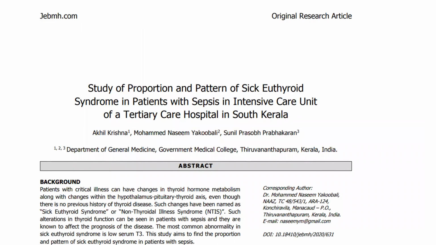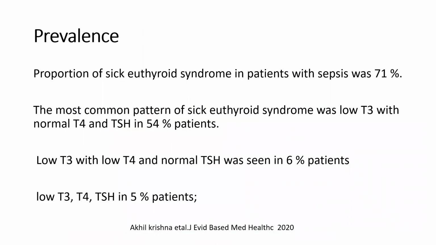There is an Indian study conducted in Trivandrum Medical College on the prevalence of sick euthyroid syndrome in ICU patients admitted with sepsis. The proportion of sick euthyroid syndrome patients was 71% of ICU admissions with sepsis. 71% of the patients showed a TFT pattern of non-thyroidal illness. The most common pattern was low T3. That is the initial pattern, where only T3 is reduced with normal T4 and TSH. That was shown in 54% of the patients admitted to the ICU with sepsis.